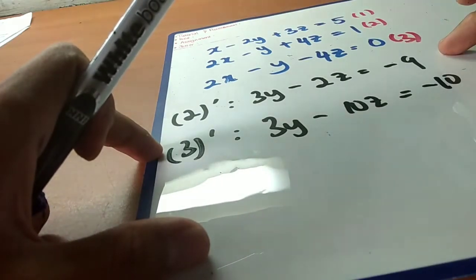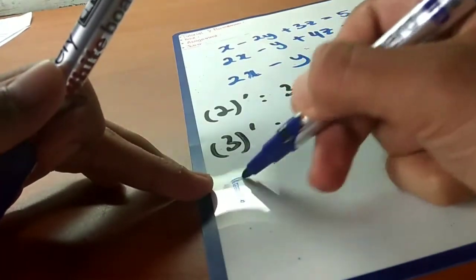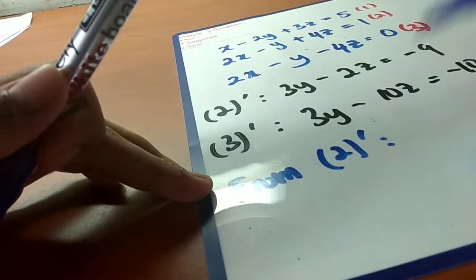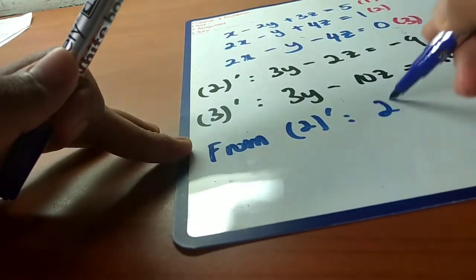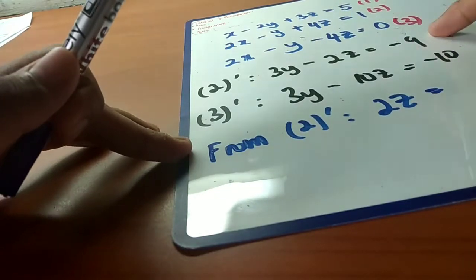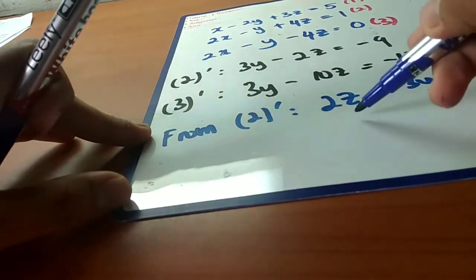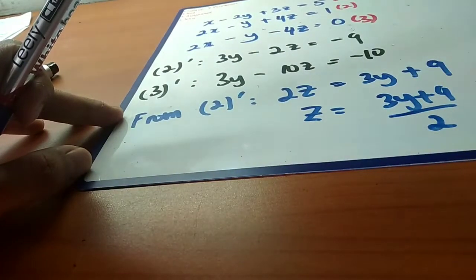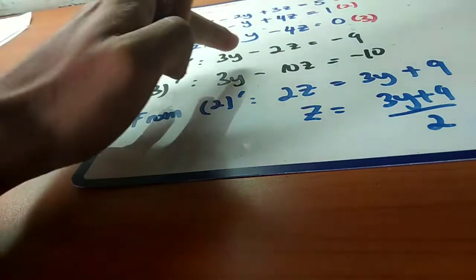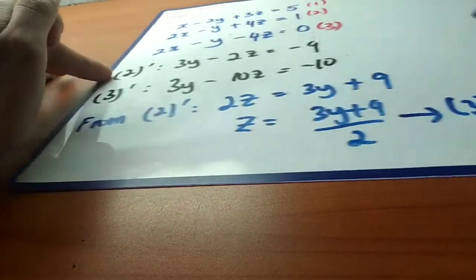We can do substitution. If you prefer to do elimination, you can go for that. From equation 2, I will make z the subject of formula. So I will bring it to the right hand side, becomes positive 2z, and I will bring this negative 9 to the left hand side. 3y plus 9, isn't it? And z as the subject of formula, we have 3y plus 9 over 2. So you can choose either from equation 2 or 3, and either variable y or z as the subject of formula. And then I substitute in equation 3 prime.